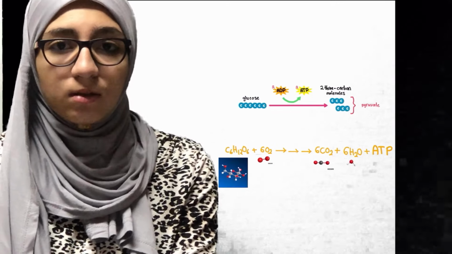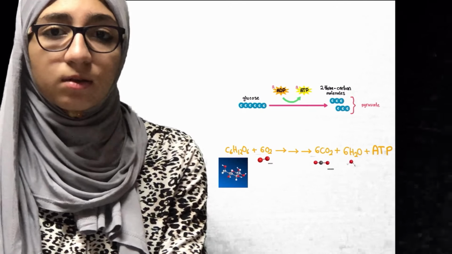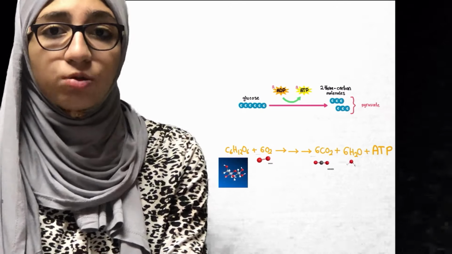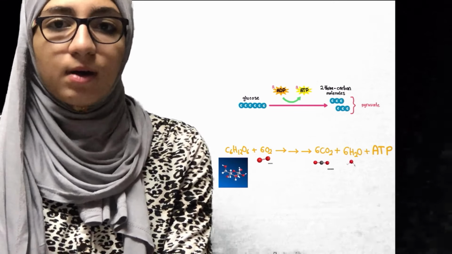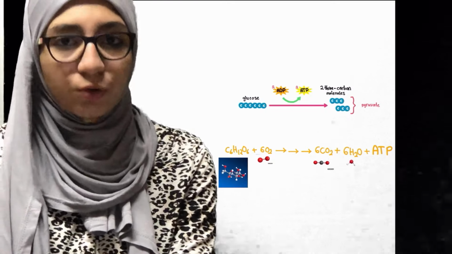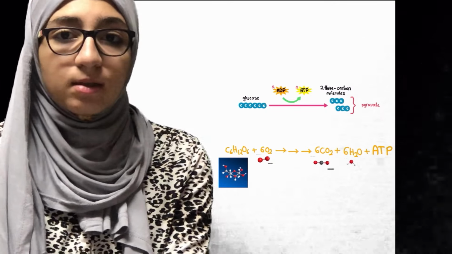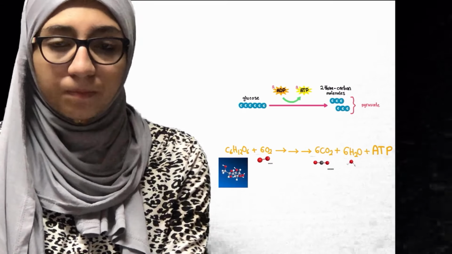Last but not least, the final equation of cellular respiration is C6H12O6 plus 6O2. That will give us 6CO2 plus 6H2O.